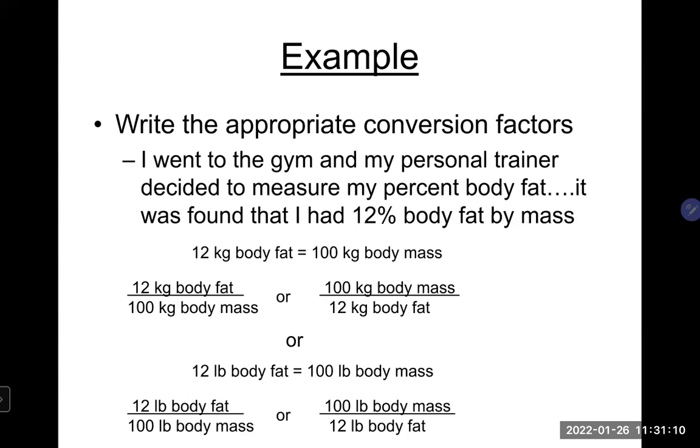So if you're given something in percent, like we see here, there's 12% body fat per mass. Sometimes that mass is given in kilograms. So you could say 12 kilograms of body fat per 100 kilograms of body mass, or you could flip it. Or if you're doing something like pounds, that's the same thing as 12 pounds per 100 pounds of body mass, and you could flip it. So if you're given something in a percentage, you need to convert it into a conversion factor. Definitely assuming 100 is the best and easiest way to do that.